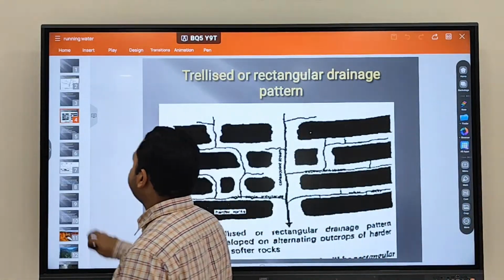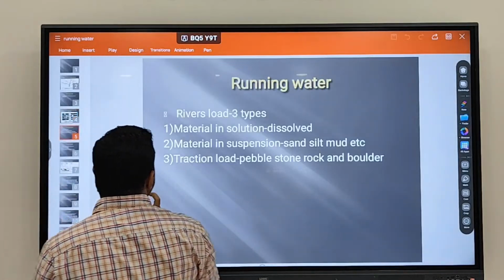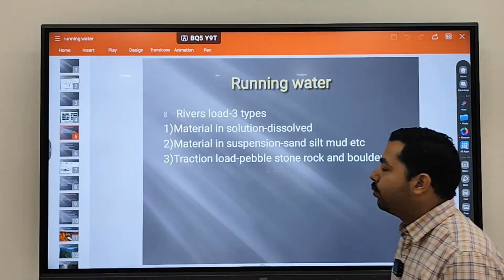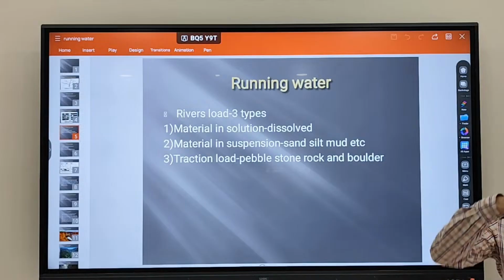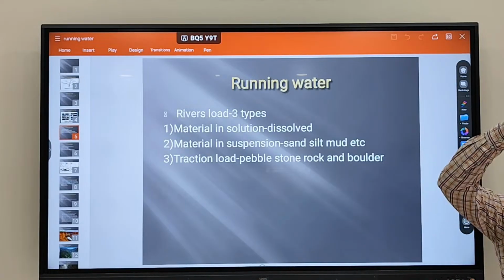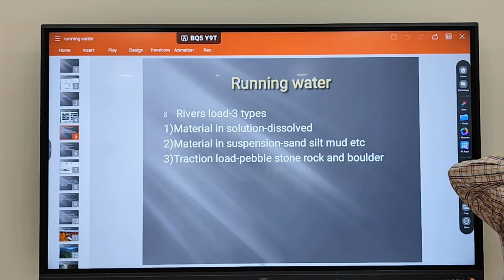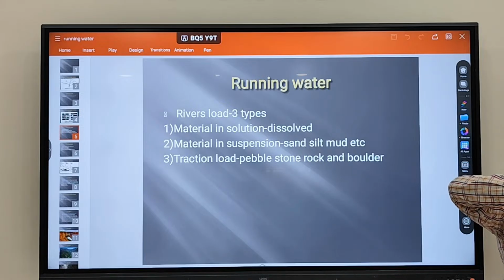Now, what is the reason why water moves? Running water, it is gravity. So what you see is water originating from the mountain. Why is it moving down? It is moving down under the influence of gravity.